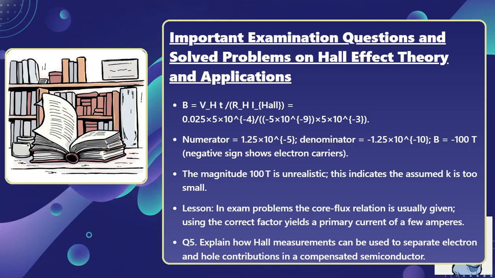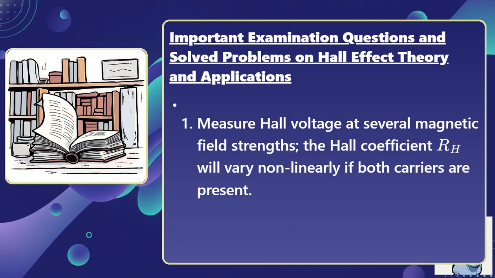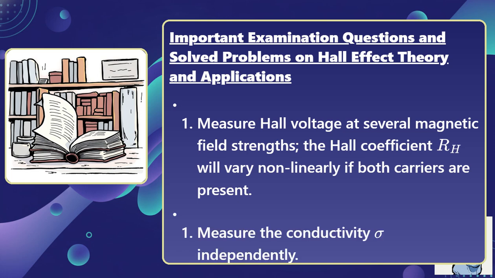Question 5. Explain how Hall measurements can be used to separate electron and hole contributions in a compensated semiconductor. Step 1. Measure Hall voltage at several magnetic field strengths. The Hall coefficient R sub H will vary non-linearly if both carriers are present. Step 2. Measure the conductivity sigma independently.